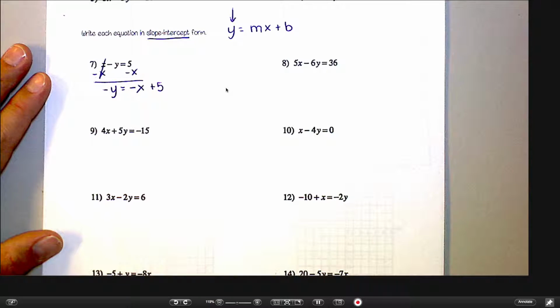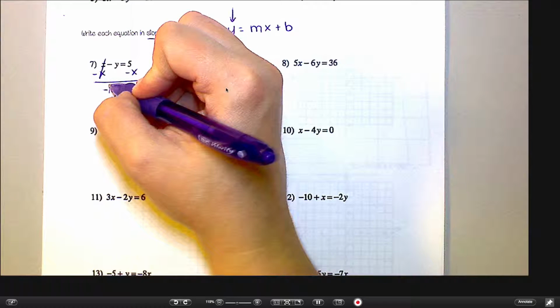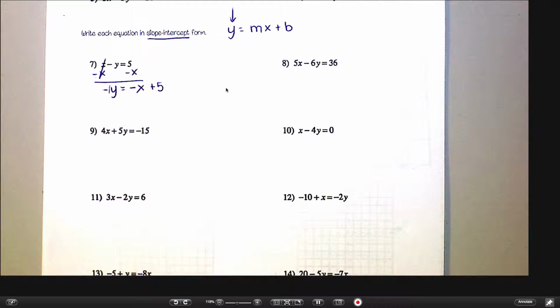What do I still need to get rid of? Negative. Okay. Now, that negative is really like a negative 1. So what you're really going to do is divide everything by negative 1. But what does dividing by negative 1 do to a number? Just makes it negative. Yeah, it just switches the sign, right? Like 5 divided by negative 1 would give you negative 5.